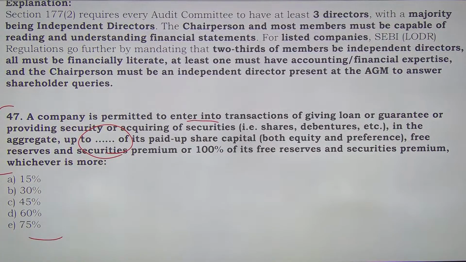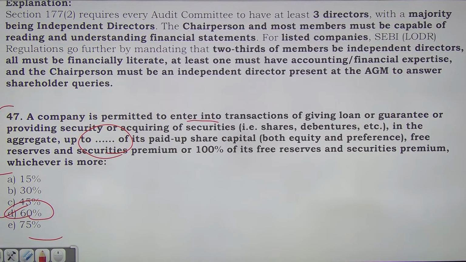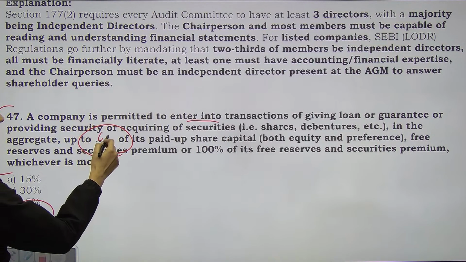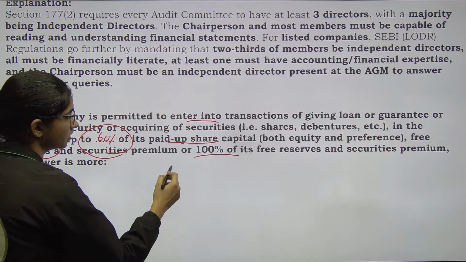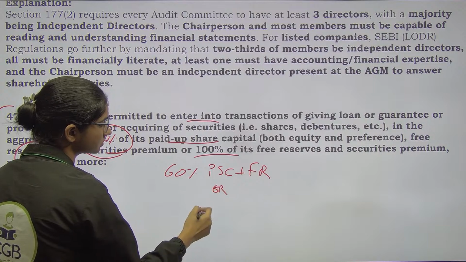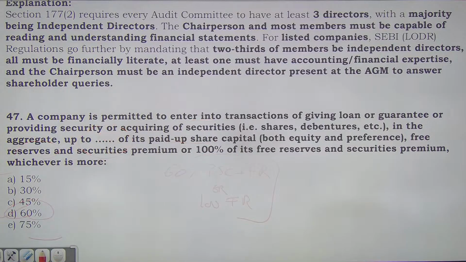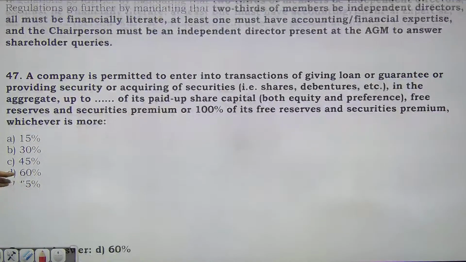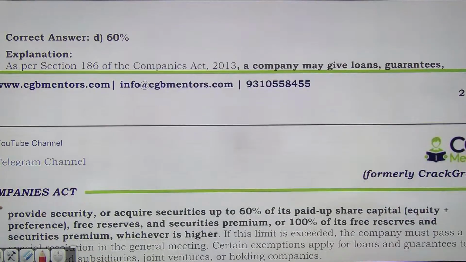Okay, so the answer here is 60%. Okay, option number D. तो 60% मैक्सिमम जो कंपनी दे सकती है वो कितना यहाँ पर इन ट्रांजेक्शन्स के लिए, the money that can be provided by a company is 60% of what? Of the paid up share capital or free reserves or 100% of the free reserve. तो 60% of paid up share capital plus free reserves or 100% of free reserves only. ठीक है, तो this is the whatever is जो हमारा क्या है higher है उतना तक company is permitted to get into such kind of transactions, right? Now moving forward to the next question.